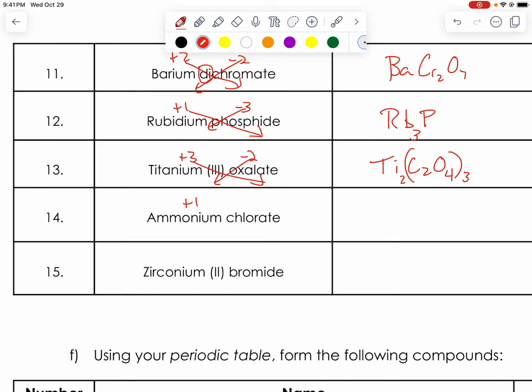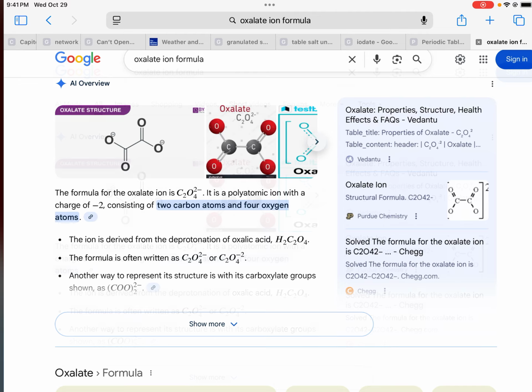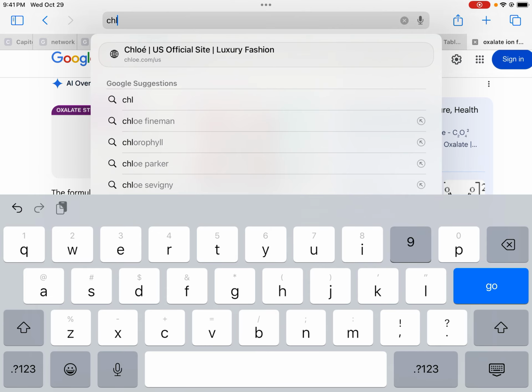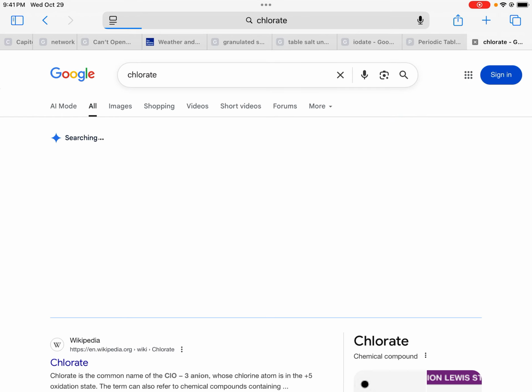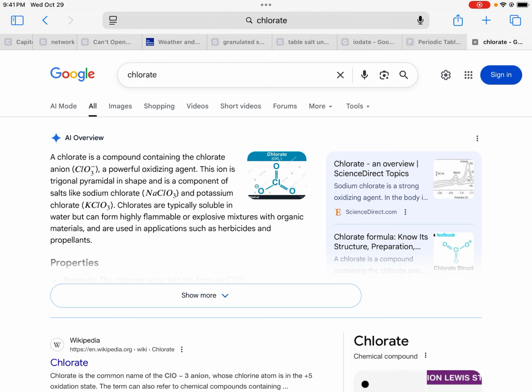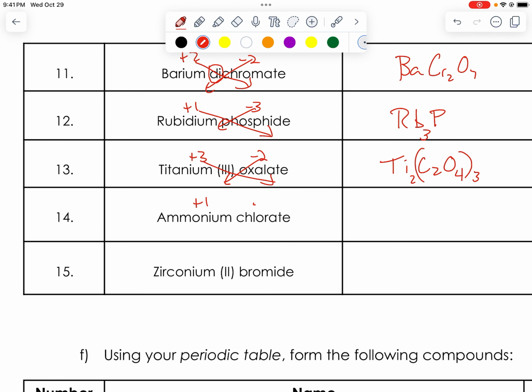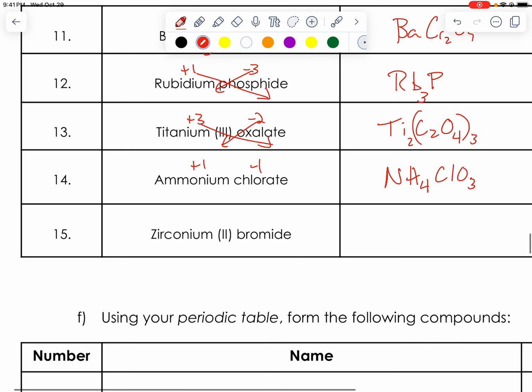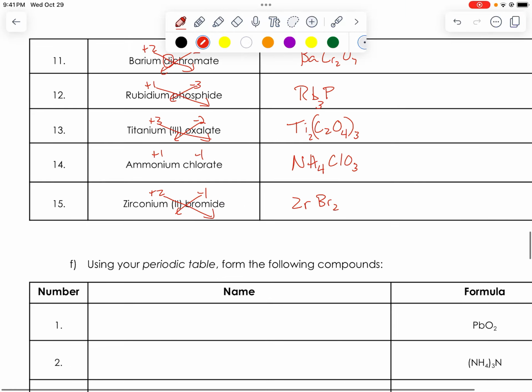All right, ammonium's plus 1. Chlorate. Ooh, chlorate. Let's look. Chlorate. Chlorate is ClO3 minus 1. So we got a plus 1 minus 1. Ammonium's NH4. Chlorate is ClO3. Don't have to add anything. We leave it. Zirconium's plus 2. Bromide's minus 1. The 2 goes to bromine. The 1 goes to zirconium. So ZrBr2. Whew, we did it.